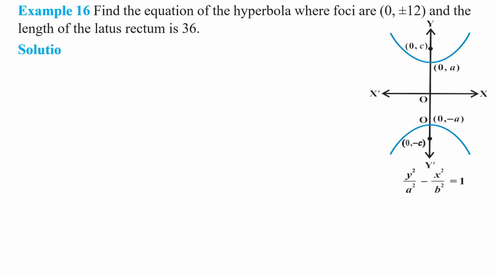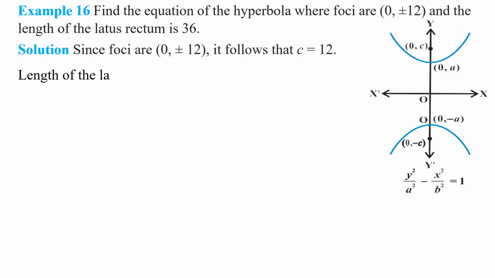Now come to the solution part. Since the foci are 0, plus or minus 12, it follows that c is equal to 12. Yes or no, my children? These are the coordinates of the foci of the hyperbola. So what are the coordinates of the foci of the hyperbola? 0, c and 0, minus c. So c is equal to 12 here. Understood this statement, children? So we got the value of c here. Okay, my children? Right.